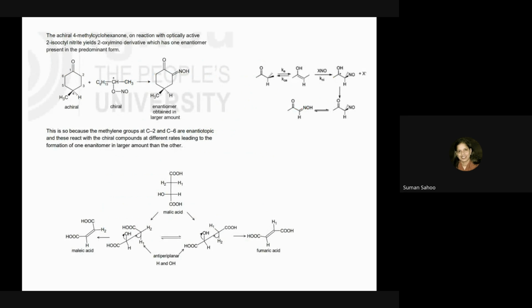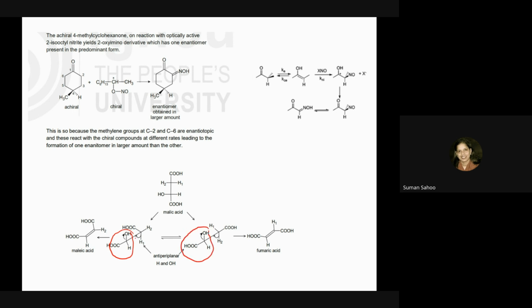For example, take the example of malic acid. This malic acid has two conformers. If we see, these two are the same malic acid. Just here, these two are on the same side.